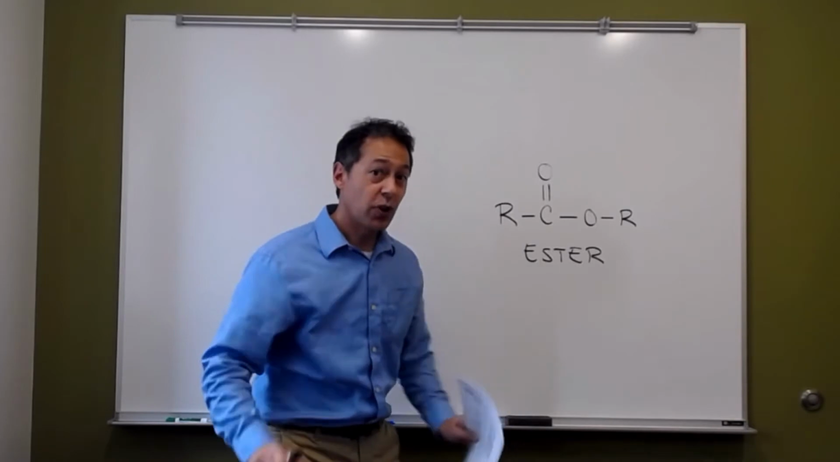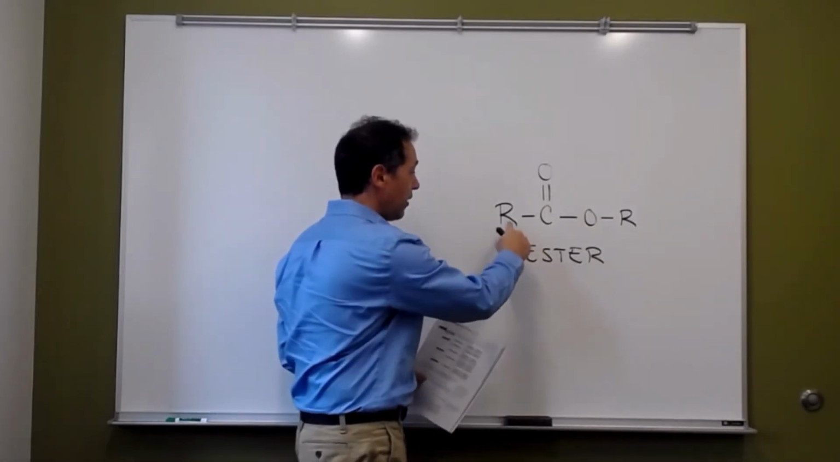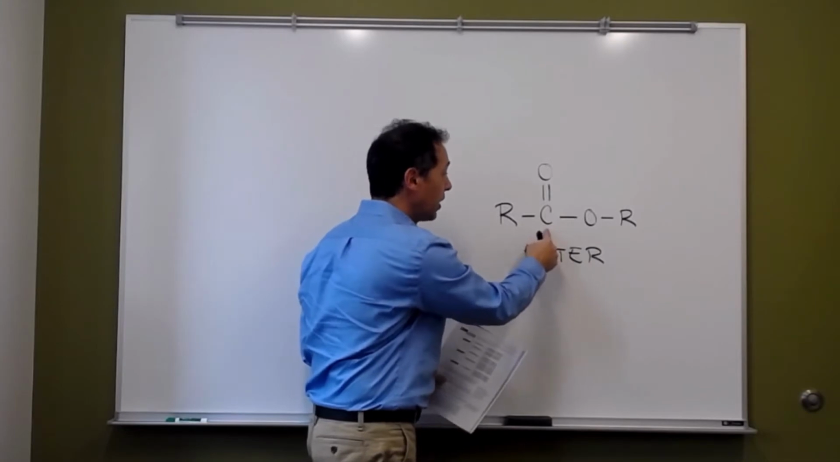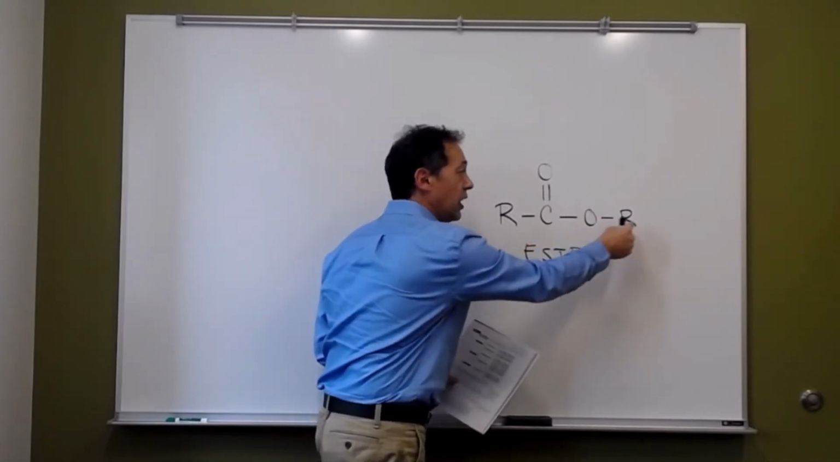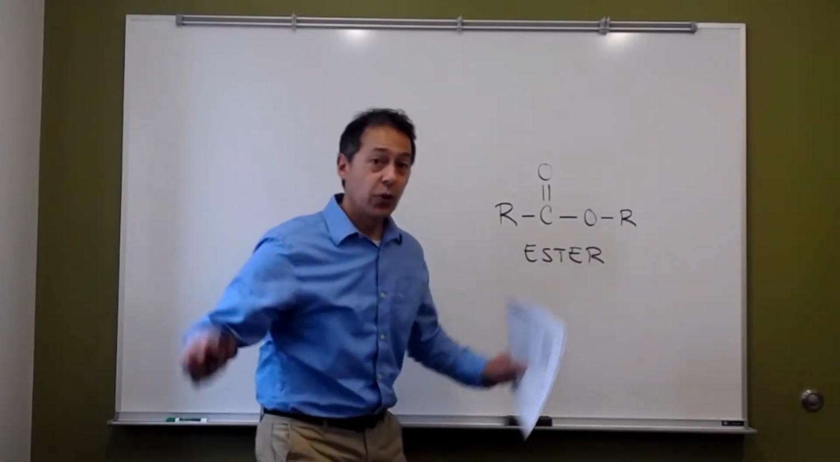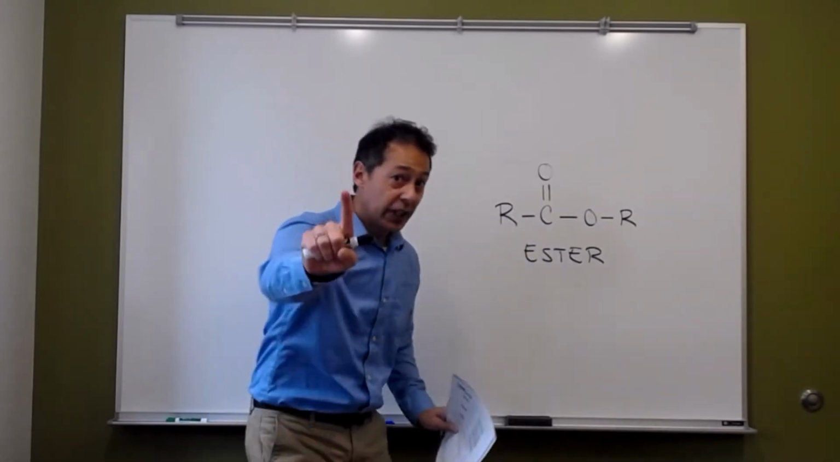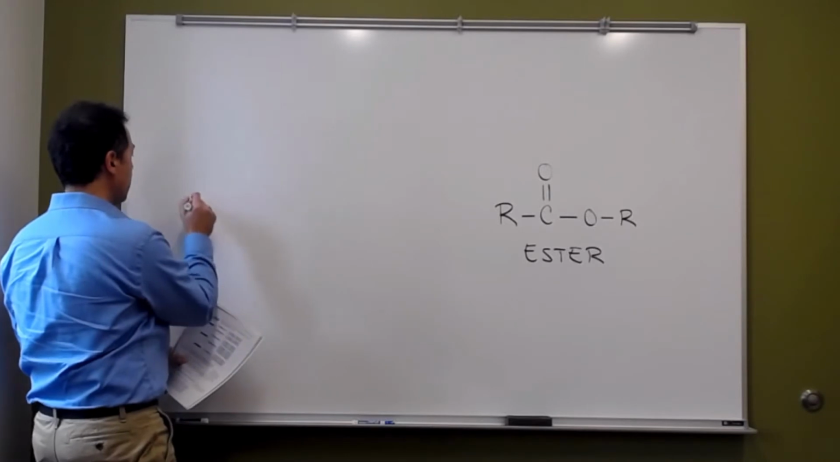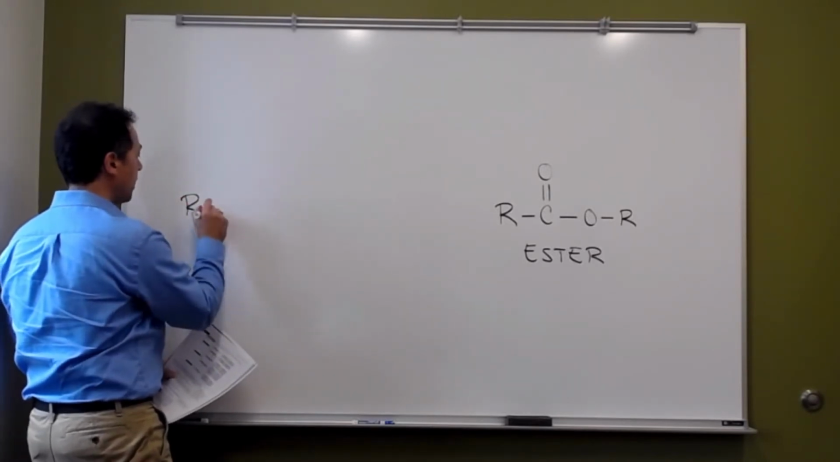And the basic structure of an ester is we have a carbon connected to a carbonyl group, here, connected to an oxygen, and then more carbons. And so this is like a carboxylic acid in that we start out with this structure here, a carboxylic acid.